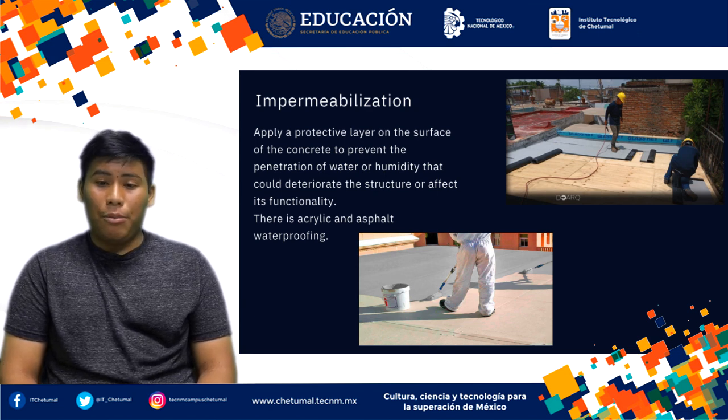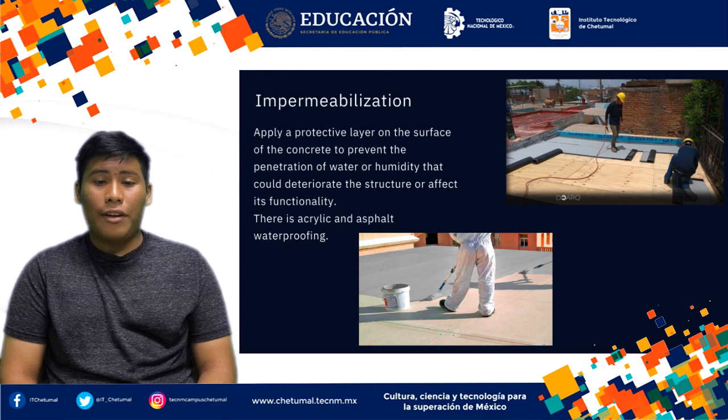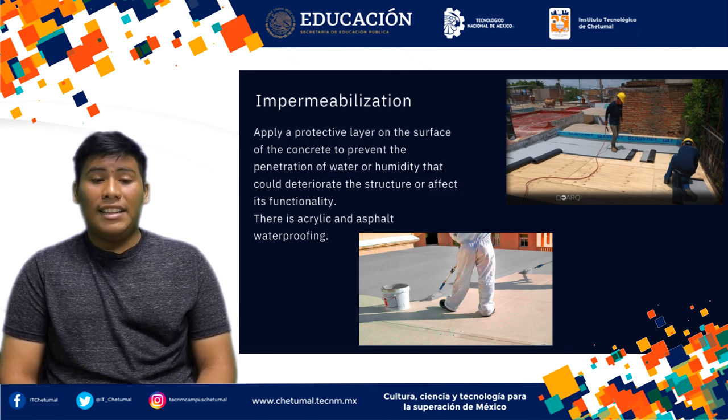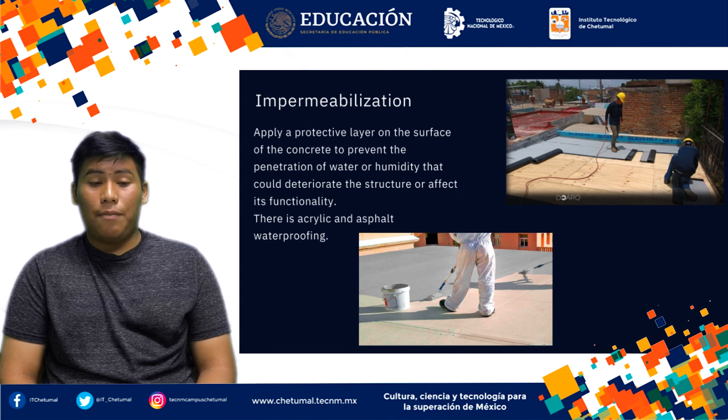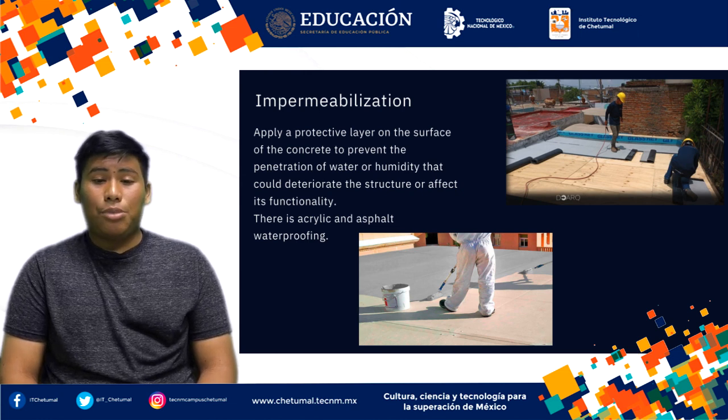Then we have the asphalt membranes. They are presented in rolls and offer a thick and resistant layer. They are ideal for areas of great exposure to water. Then we have polyurethane. This type of waterproofing has a great sealing capacity and is very resistant to wear and UV rays.